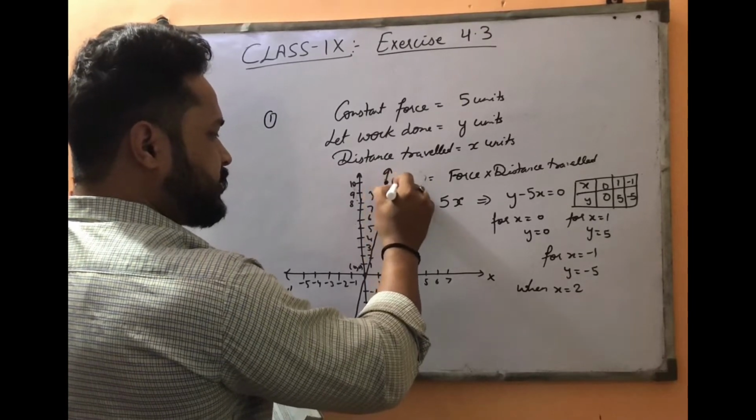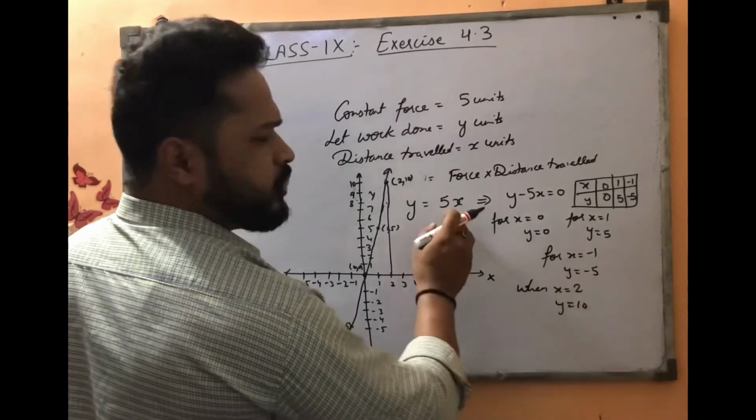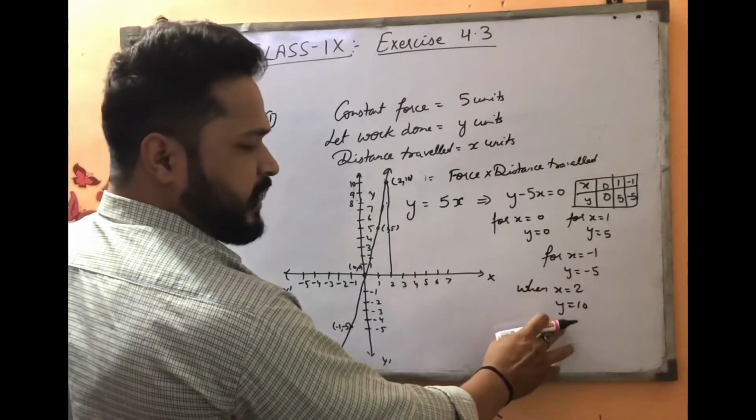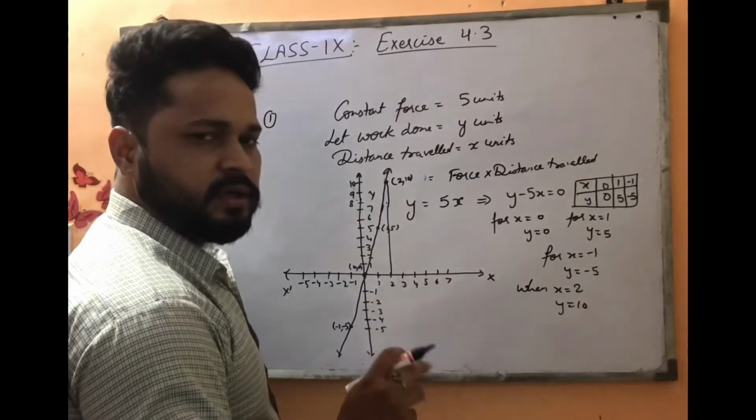This point, this is 2, 10. So now y is equal to 10. You can also check from the equation. So at x equals 2, y is 10. That means at 2 units distance, the work done is 10 units.